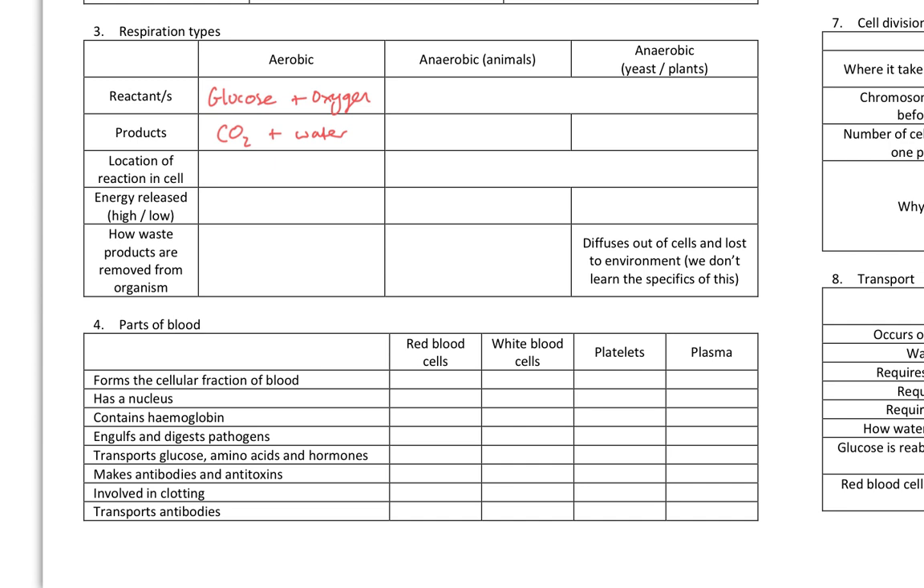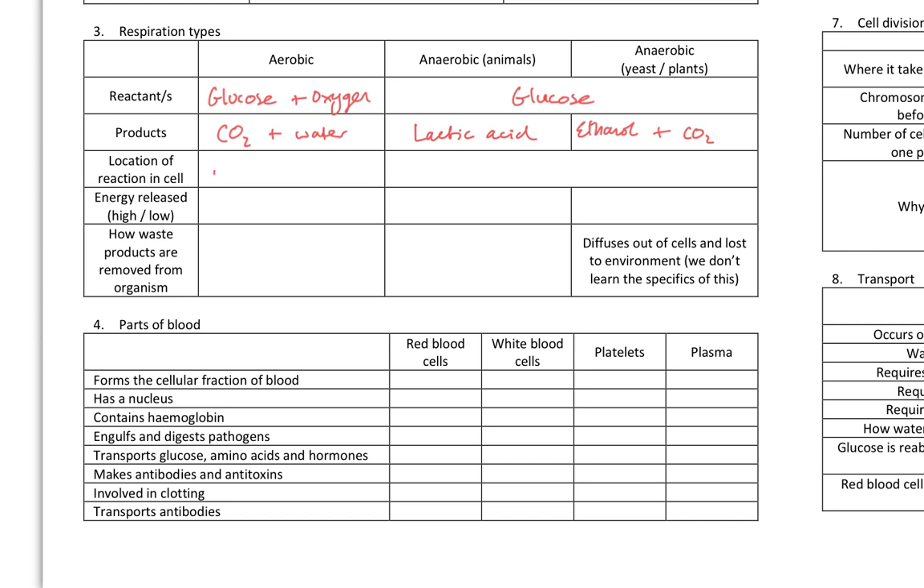Whereas anaerobic is, the reactant is just glucose. And the products in animals is lactic acid. In yeast and plants, it is ethanol plus CO2. So glucose is a 6 carbon. Lactic acid is a 3 carbon, so you make 2 lactic acids from a glucose. Ethanol's a 2 carbon, and therefore you make 2 ethanols and 2 CO2s, and that gives you your 6 carbons.